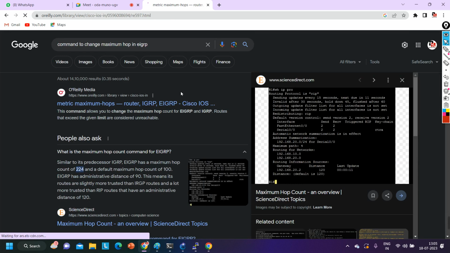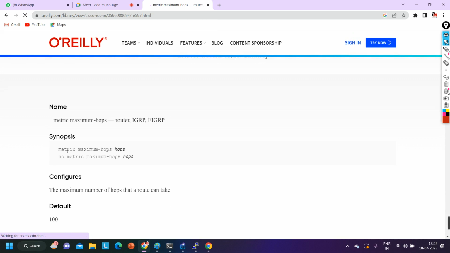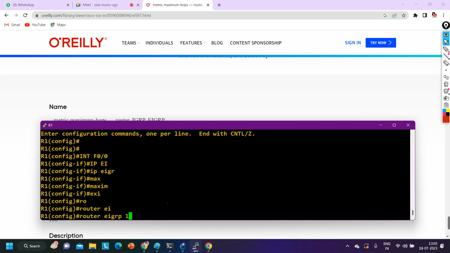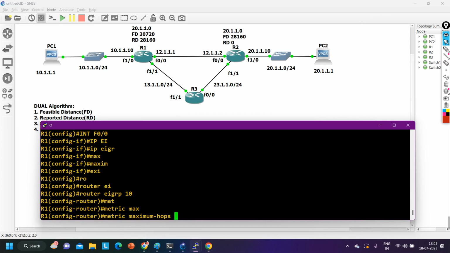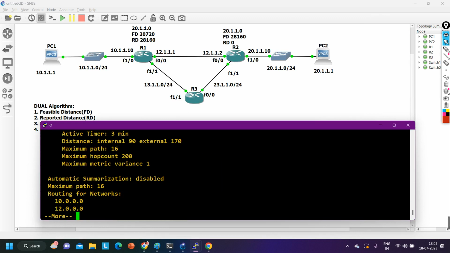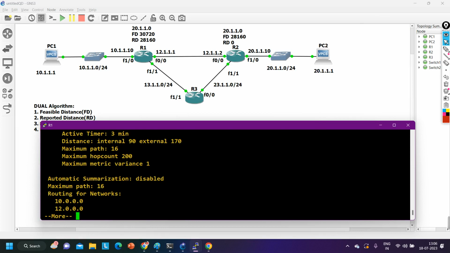Here I can find the command. On router number 1, we will say router EIGRP AS number 10 and metric maximum hops. Maximum hops, let's say 200. And IP protocol, still 16. No, 16 is different. This is maximum path. How many paths can it install?